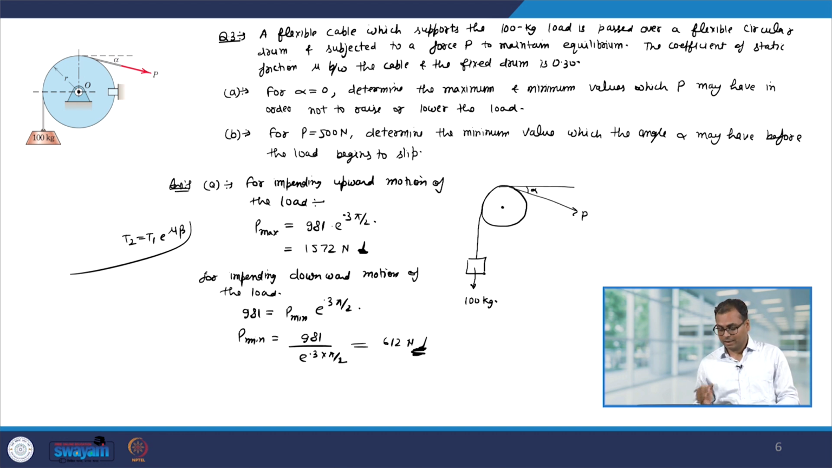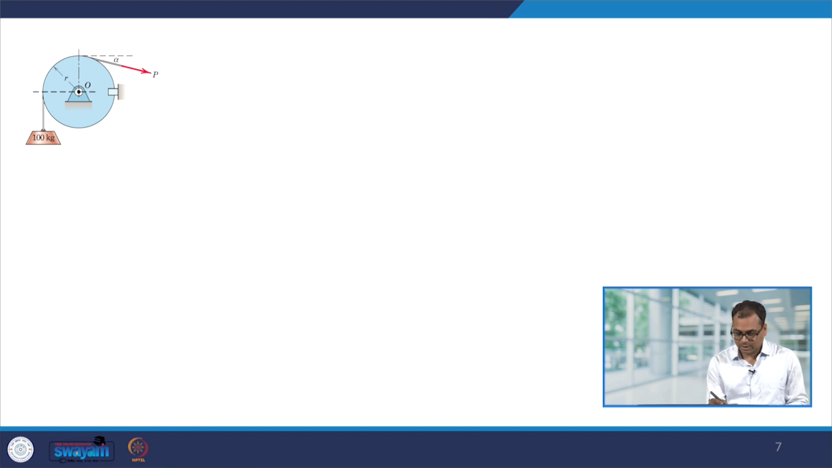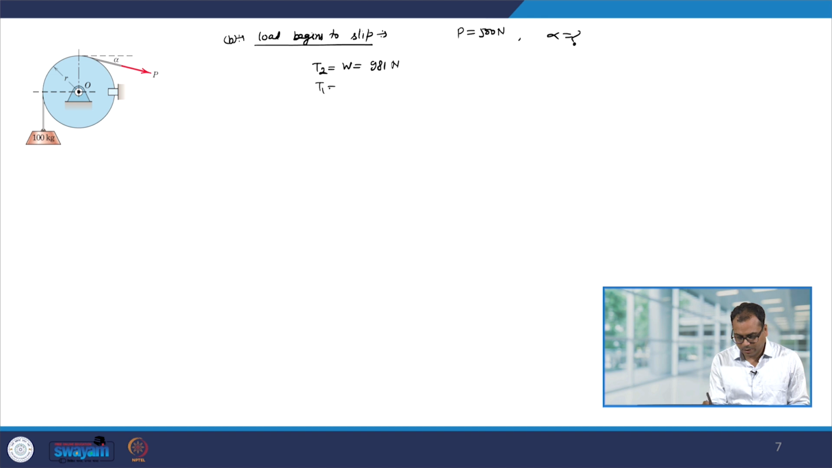Now, in the second part, it is given that P is equal to 500 Newton and we have to find out the angle alpha for which the load begins to slip. So, that means the load is larger than P. Okay. So, therefore, T2 will be 100 kg. Okay. So, let me write down part B, the load begins to slip and it is given that P is equal to 500 Newton and we have to find out what is alpha. So, T2 will be W, which is 981 Newton, and T1 will be P, which is 500 Newton.